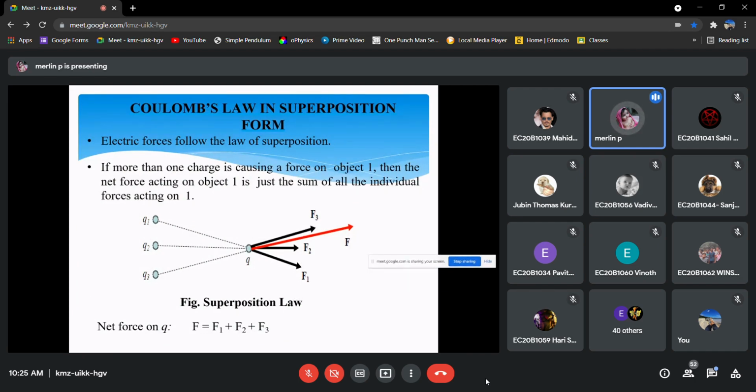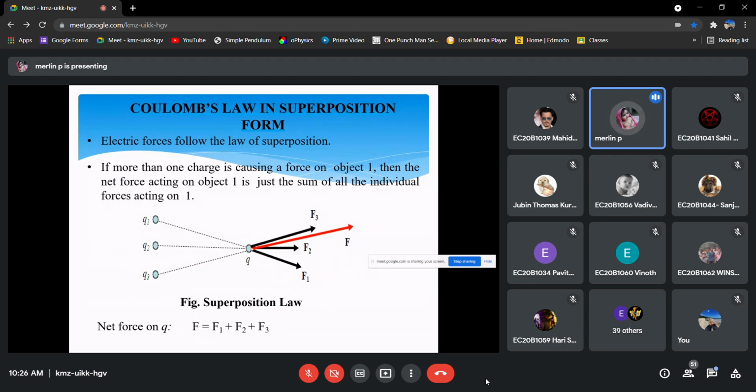Coulomb's law in superposition form. If I have 2 point charges placed at a distance, I have told you this will be the force. But if so many point charges are there in a particular area, and they ask for the force on one point, suppose charge Q1, Q2 and Q3 are there, and they ask what will be the force experienced by Q, we have to calculate all these forces and then add them. That is the superposition law.